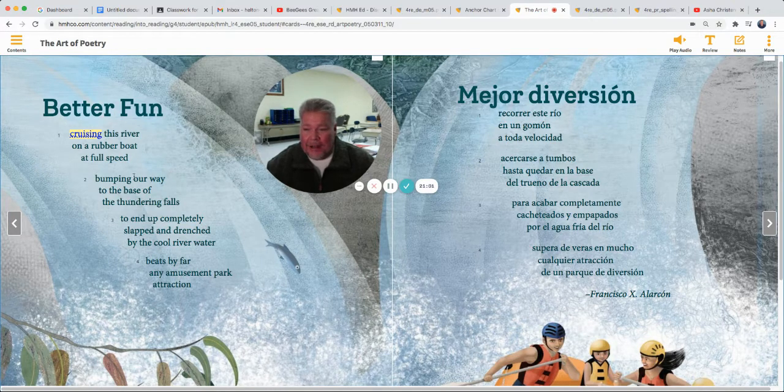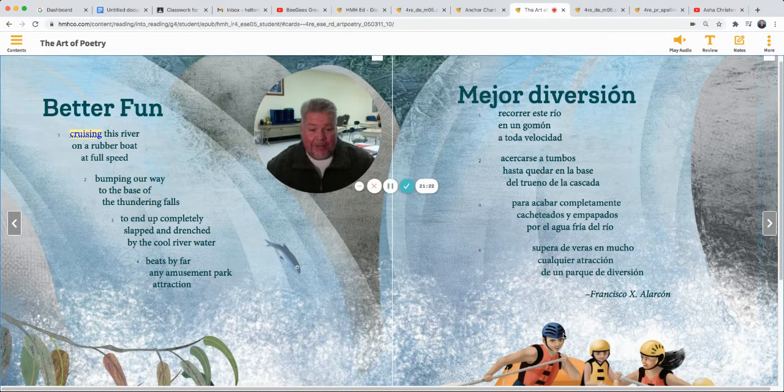That water splashing, it's bumping. You're drenched, you're slapped. That water's slapping you as it comes into the boat, cool river water. Oh, it feels so cool in the rivers. And it says riding in a tube like that or whitewater rafting is better than any amusement park ride.